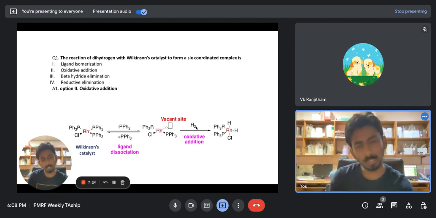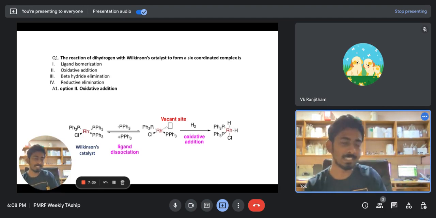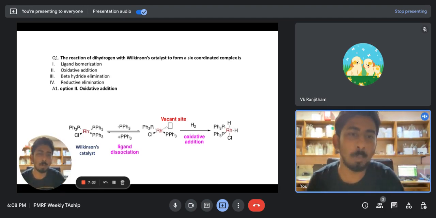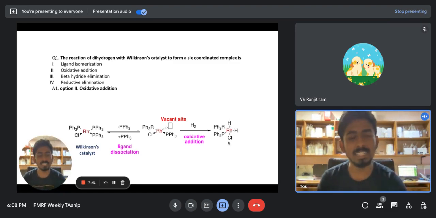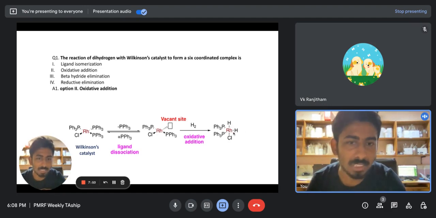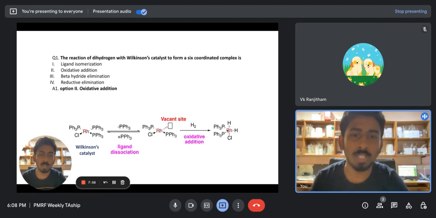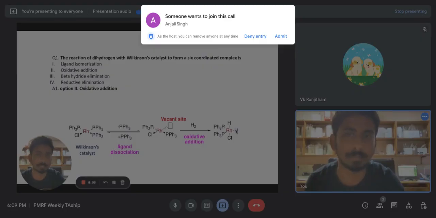But whenever the molecule being oxidatively added is polar, such as methyl chloride or methyl bromide, CH3Cl or CH3Br, the oxidative addition takes place in a trans manner. Then the CH3 and the Cl or Br remain trans. But since dihydrogen is non-polar, it gets oxidatively added in a cis manner. That's why from rhodium(I) to rhodium(III) we generate a rhodium dihydride species, and the two hydrogens are cis to each other, not trans.